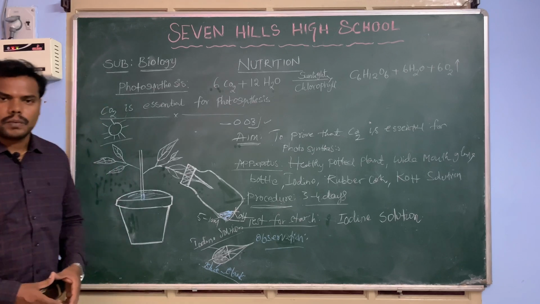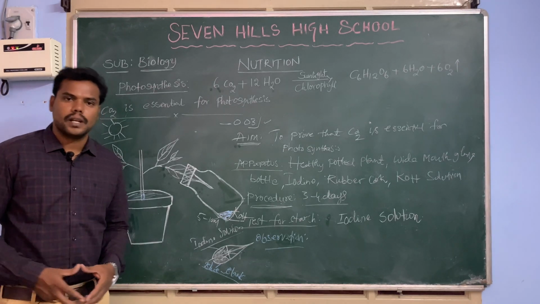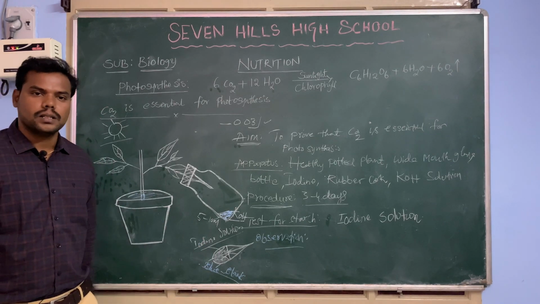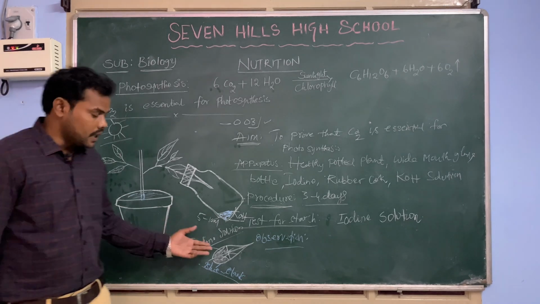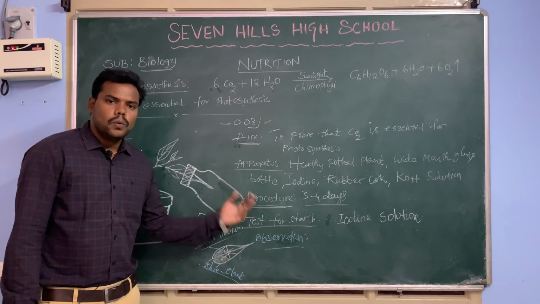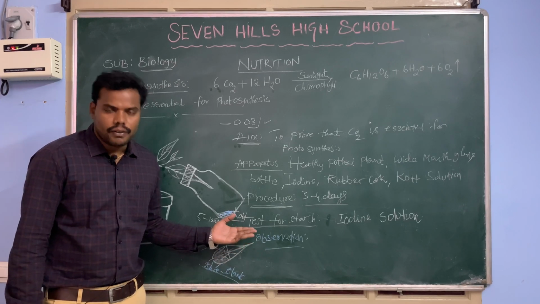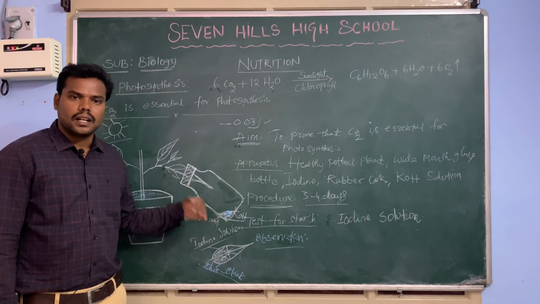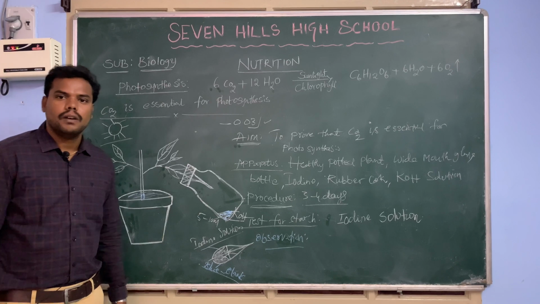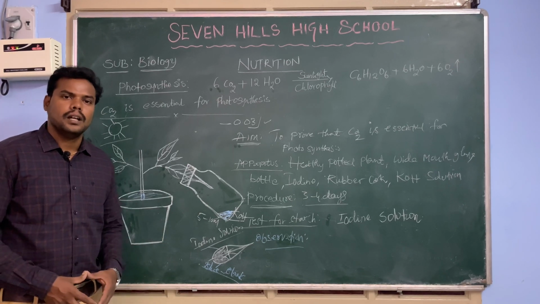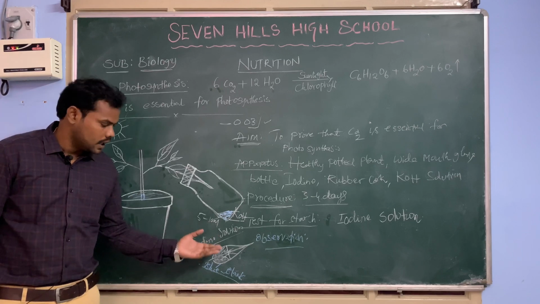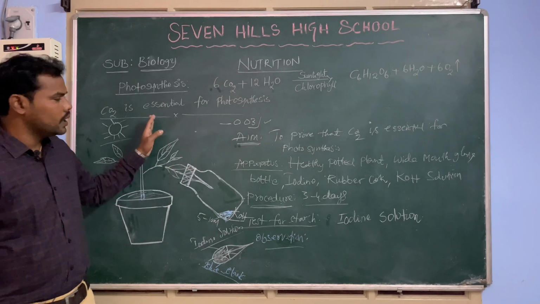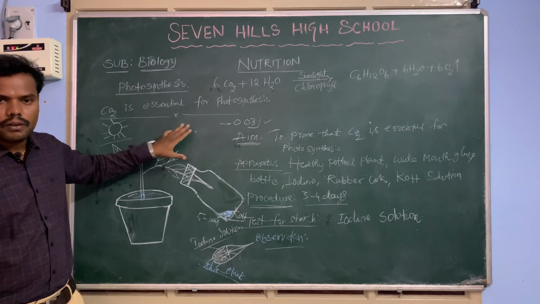There is no carbon dioxide, there is no photosynthesis, and there is no preparation of starch, so the leaf does not turn blue-black in color; it remains unchanged. By this observation, we prove that carbon dioxide is essential for photosynthesis. Why? Because where carbon dioxide is absent, there is no chance for photosynthesis, no starch is prepared, and it does not turn blue-black. So this is an experiment to prove that carbon dioxide is essential for photosynthesis.